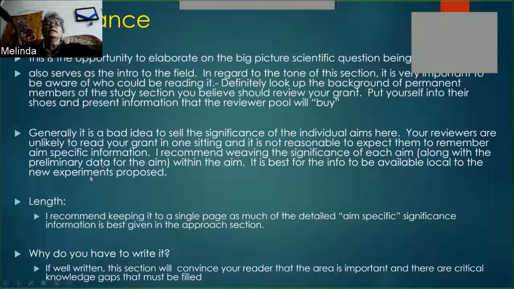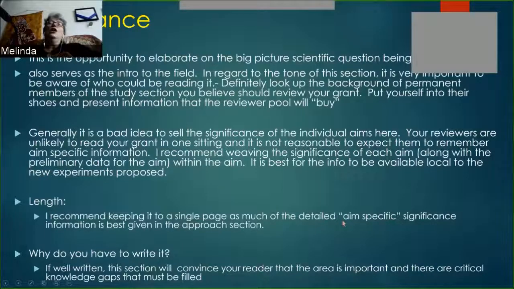And because of this, you have 12 pages to tell this whole story. I personally recommend the global significance of the project, try to keep it about a page. It's not that that's all the significance you're going to apply. It's just that the aim specific significance is elsewhere.